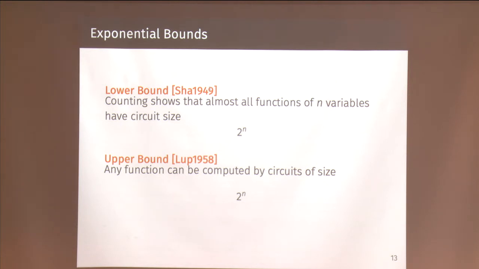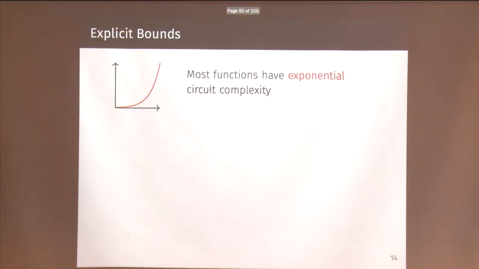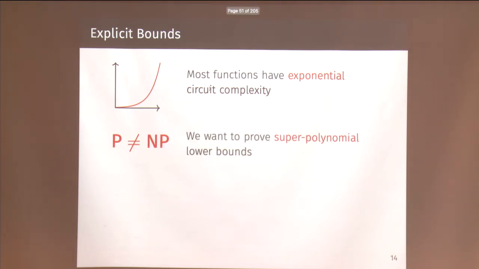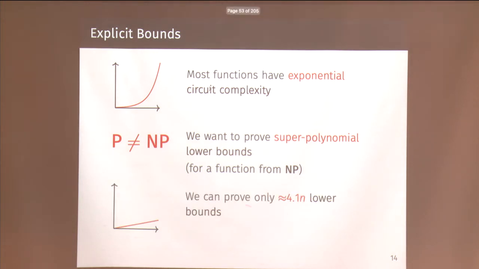And so here is the state of the art. We know that almost all functions require exponential circuit complexity. If we could find just one function from, say, NP that requires just super polynomial circuits, then we would resolve P versus NP. And the best we can prove is just like 4.1n, proven a year ago by Li and Yang. Almost everything is exponential. We want super polynomial. We can only prove low linear lower bounds.